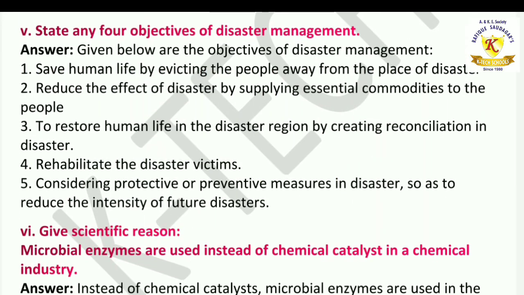Fifth, state any four objectives of disaster management. So given below are the objectives of disaster management. First, save human life by evacuating the people away from the place of disaster. Reduce the effect of disaster by supplying essential commodities to the people. To restore human life in the disaster region by creating reconciliation in disaster.